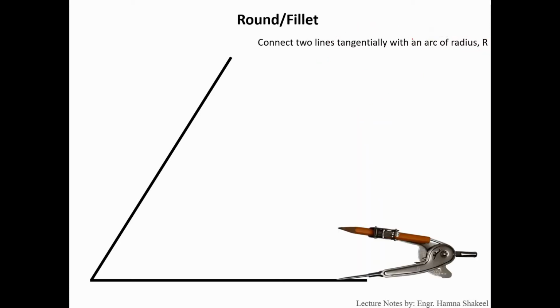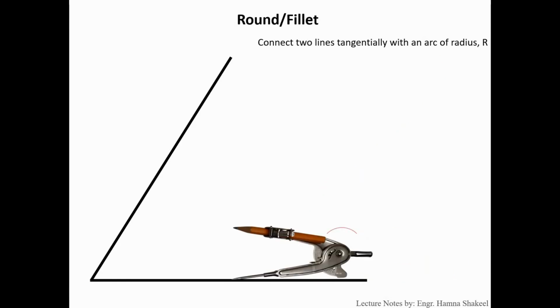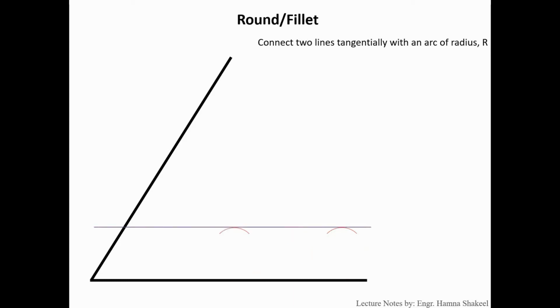Take your compass and place it at any point on one of the lines. Let's say we start with this line AB. Place your compass at any point on AB with an opening of R, which is the required radius, and draw an arc. Then move your compass to another point on the same line and draw another arc. Once we're done, connect these two arcs with a line, and this line is now parallel to line AB with an offset distance of r.